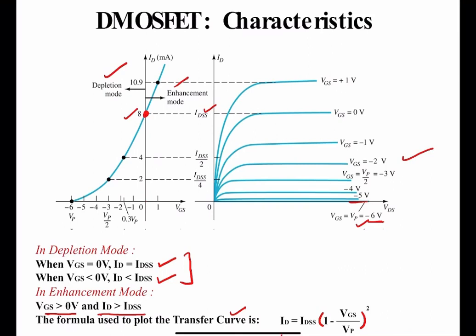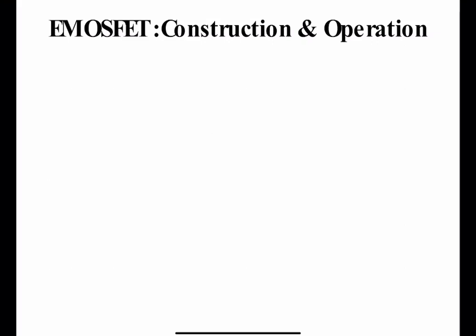ID is equal to IDSS into 1 minus VGS over VP whole square. This is the Shockley equation which is valid for depletion as well as for enhancement mode. Now come to enhancement mode MOSFET. We will do the construction and operation of this MOSFET.